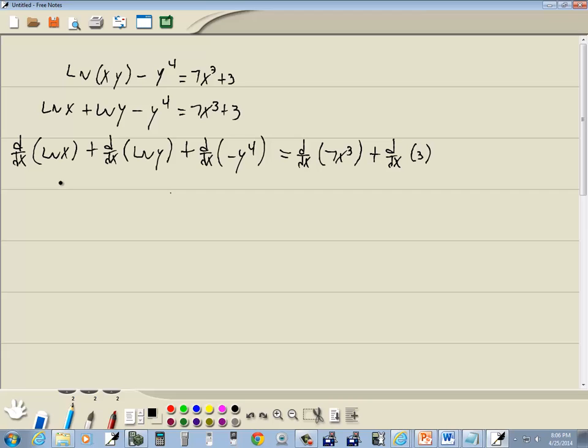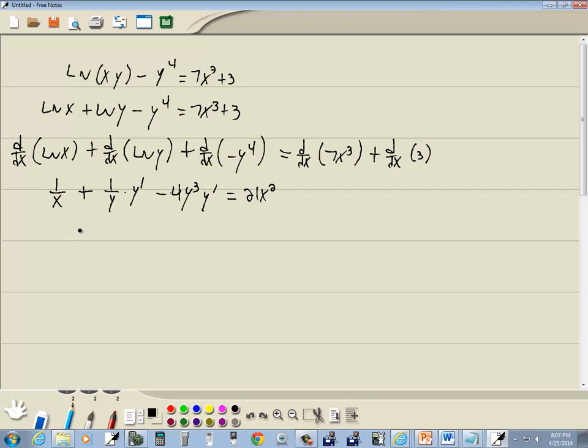Okay, well the derivative of natural log of x is 1 over x plus the derivative of natural log of y is 1 over y, but then we have to throw a y prime on. Remember, if we're taking the derivative with respect to x and it's really a y, we have to add on a y prime. Minus the derivative of y to the fourth is 4y to the third, but we have to add on a y prime. Equals the derivative of 7x to the third is 21x squared, and the derivative of 3 is 0, so that drops away.